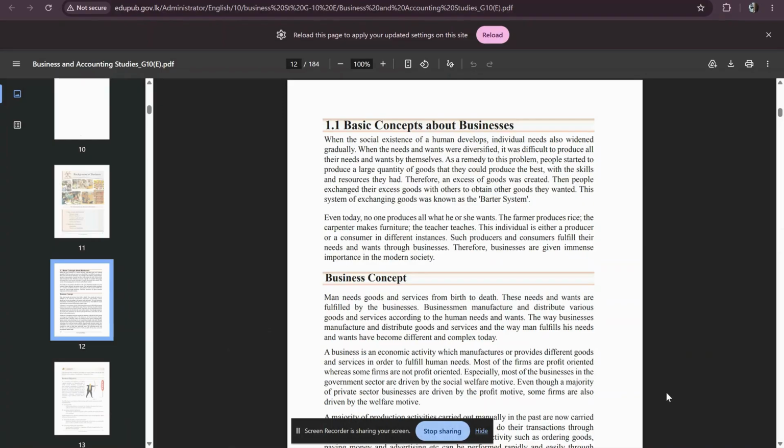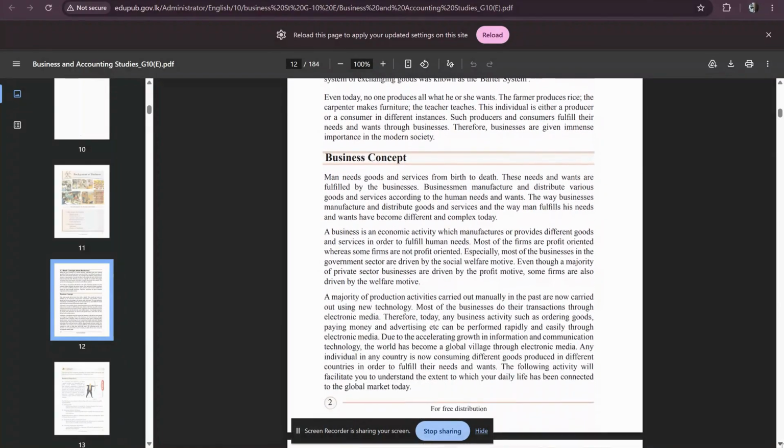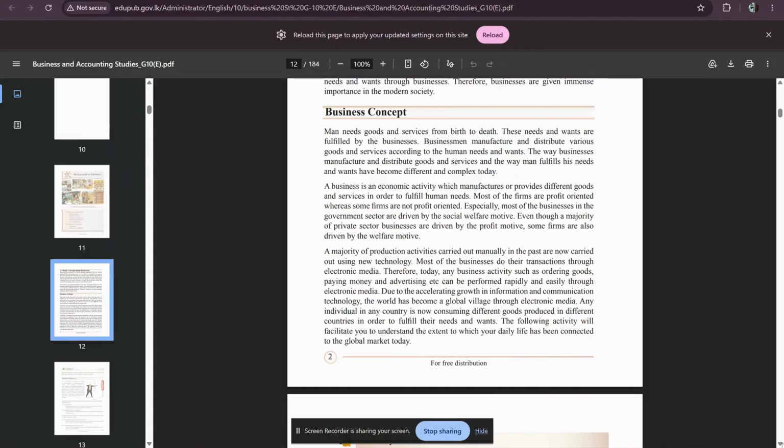Even though the majority of the private sector businesses are driven by profit motive, some firms are also driven by the welfare motive. A majority of the production activities carried out manually in the past are now carried out using new technology. Most of the businesses do their transactions through electronic media. Therefore, today, business activities such as ordering goods, paying money, advertising, etc. can be performed rapidly and easily through electronic media. Due to the accelerated growth in information and communication technology, the world has become a global village through electronic media.